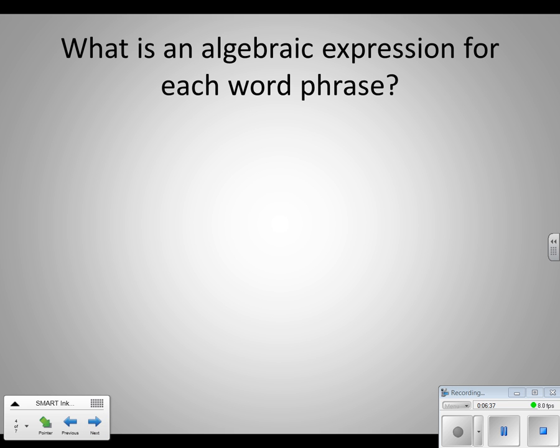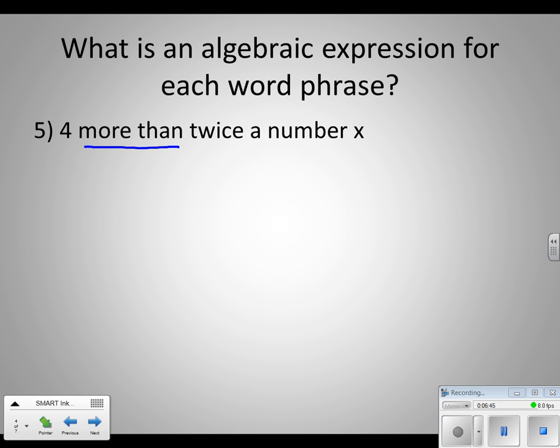What is an algebraic expression for each word phrase? 4 more than twice a number x. We look at the key words, more than and twice a number x. So we're dealing with 4 more than twice a number x. And there we go. We could also have 2x plus 4. I'm going to circle our answer.